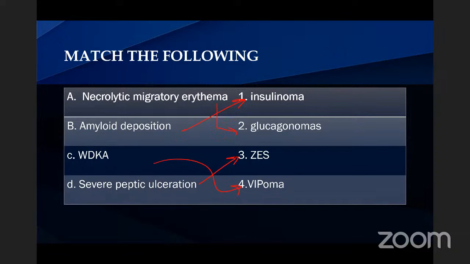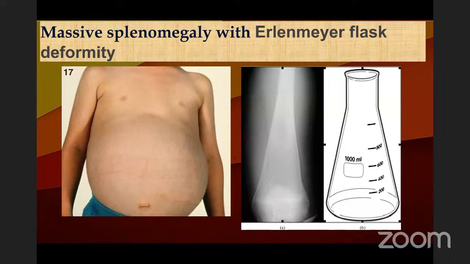Aditi, very good. You marked first. Necrolytic migratory erythema is typically seen with glucagonoma. It's a typical rash. So everybody should be super clear with this.